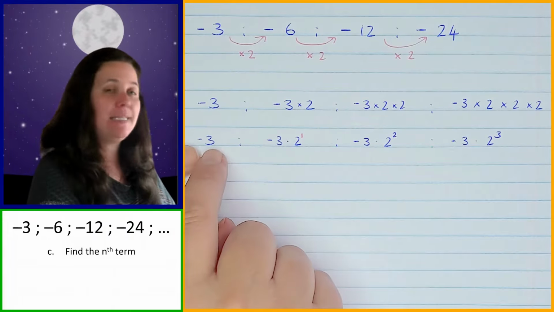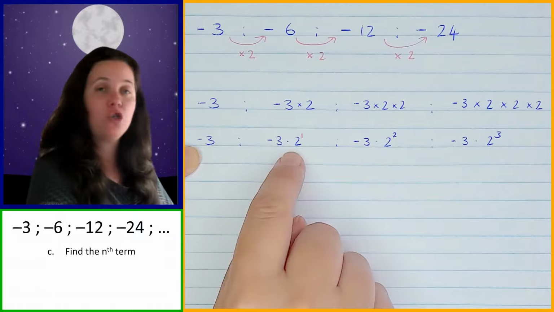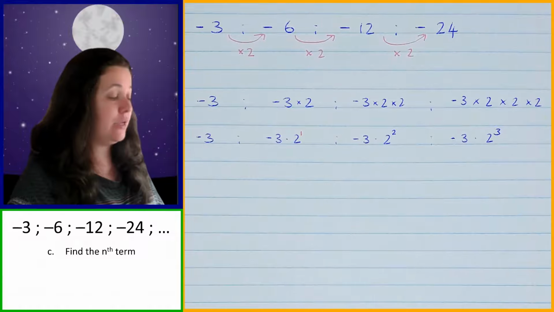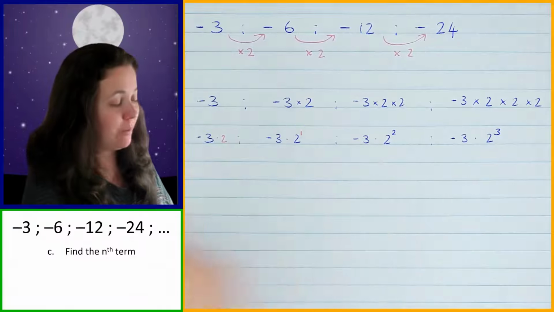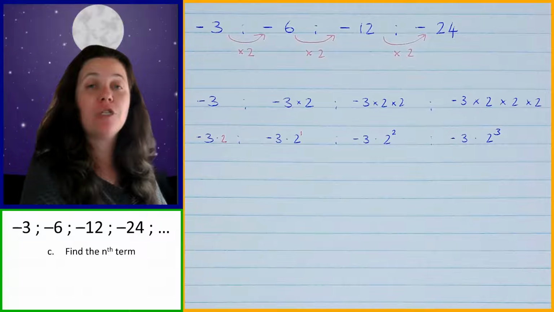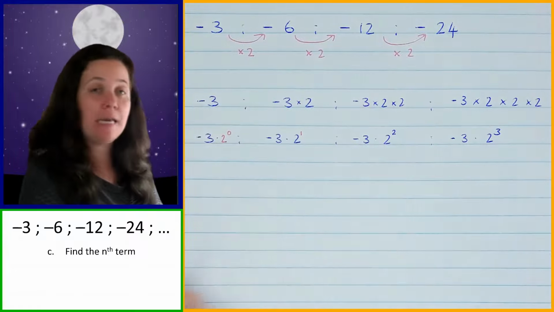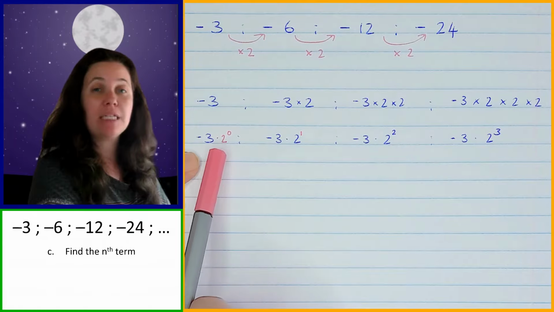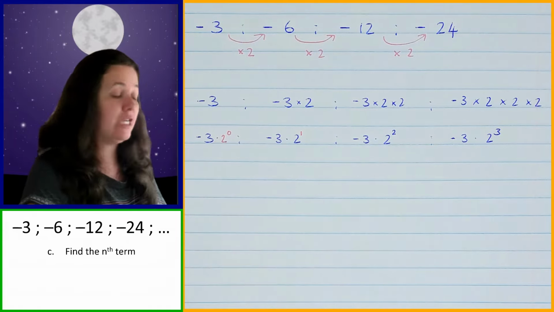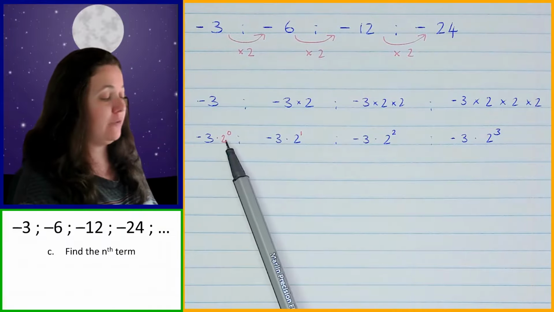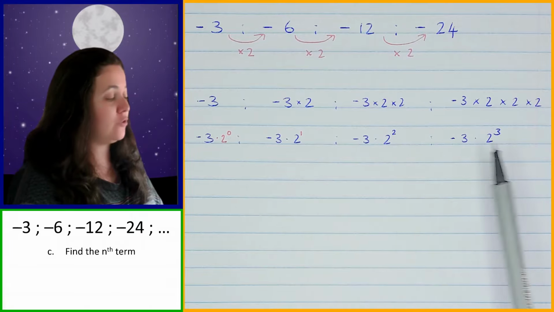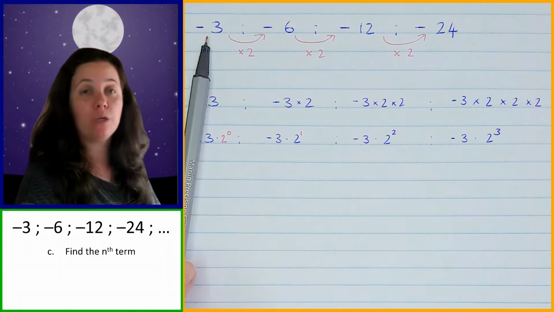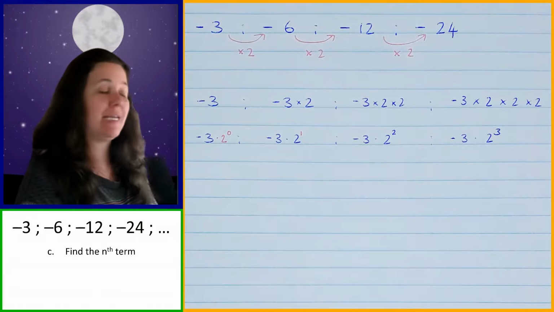Now over here, this is the only one that doesn't have a 2 to the power of anything. But remember, I could actually write this as negative 3 times 2 to the power of, now remember, if you've got something to the power of 0, it is the same as 1. So over here, I could write this as negative 3 times 2 to the power of 0. So what I've actually got going on here is I've got 2 to the power of 0, 2 to the power of 1, 2 to the power of 2, 2 to the power of 3. And every time it's being multiplied by whatever my first term was. So this is how we're going to get our rule.